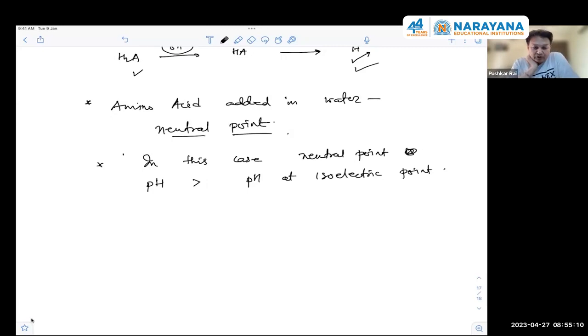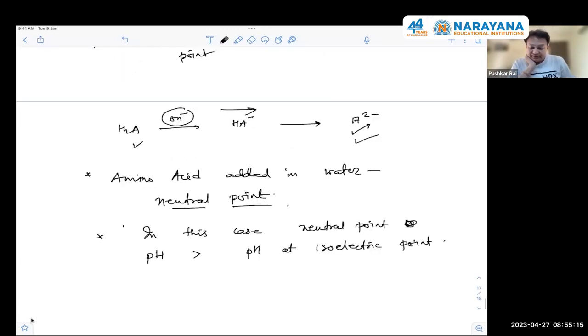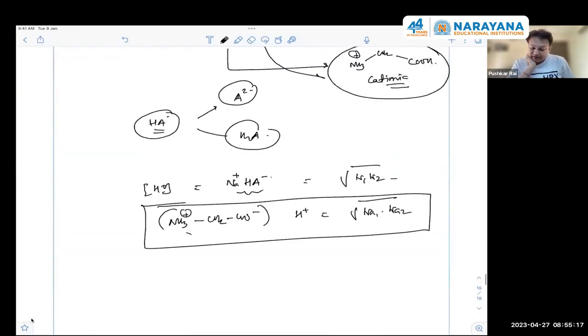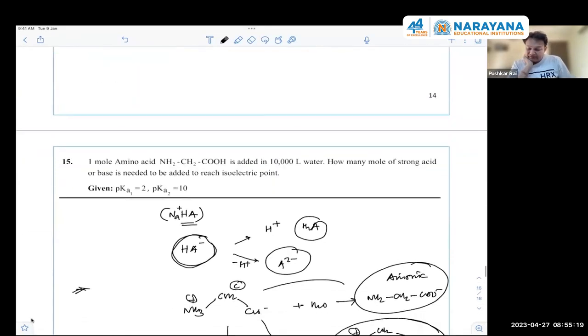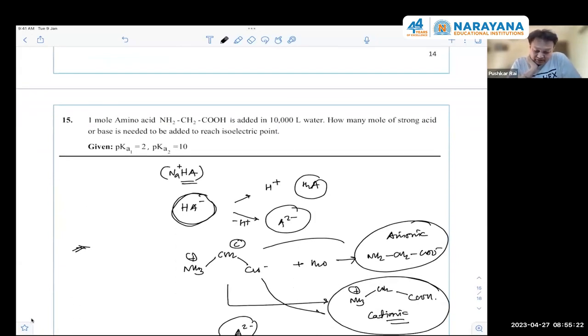So I have given you a problem. Think about it. How much HCl? First of all, it is decided on this problem how much HCl or a strong acid should be added. I have given how many moles of strong acid or base is needed. So what do we need to add? Strong acid, needed to reach the isoelectric point. That is the question. Till right now, I was explaining the question to all of you. You understand this question?